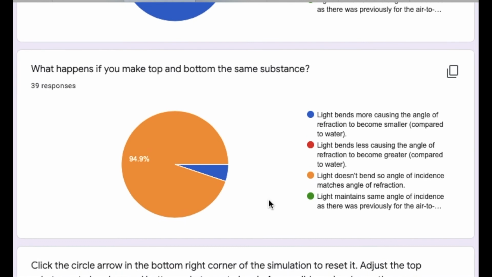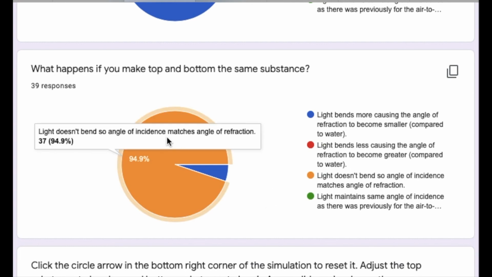On the next question, what happens if you make the top and the bottom substances the same? If the top and the bottom are the same, for example, you have air and air. Well, when light changes substance, it changes speed. And when it changes speed, it bends or refracts. If it doesn't change substances, it's not going to change speed, so it's not going to refract. And that is what 94% of you said, okay, which is correct.